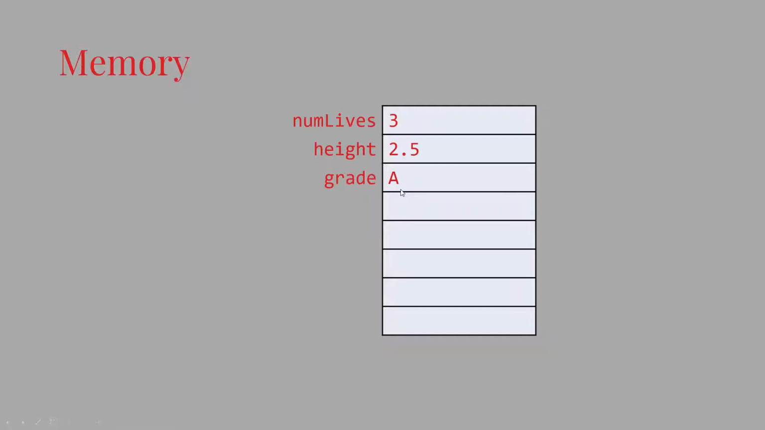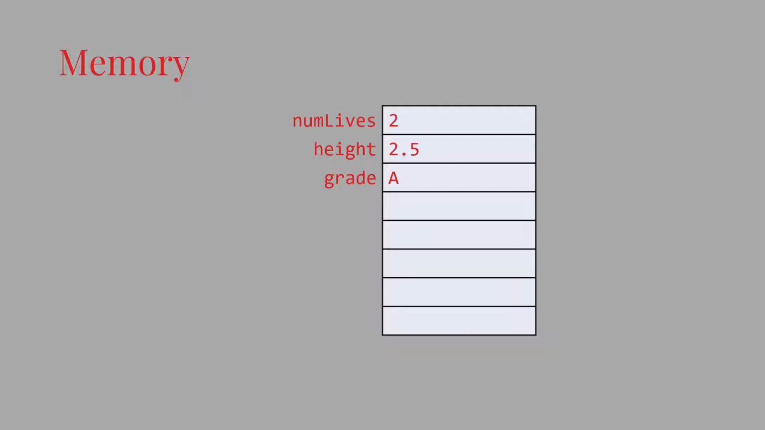When the player dies, we'll get the value out of the numLives variable, subtract 1 from it, and then store that result back into the variable. That will change what is stored in memory at that location. Variables are important to us because they allow us to keep track of data that is changing, and because they allow the program to do different things on different runs.